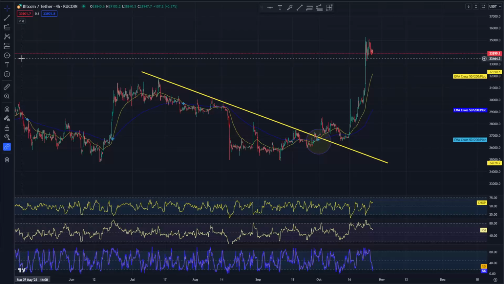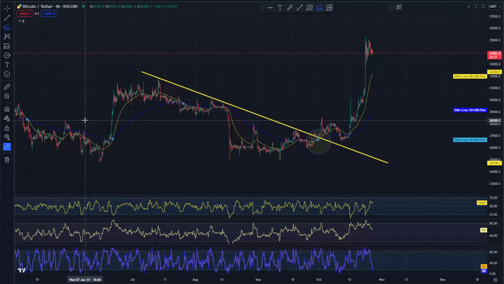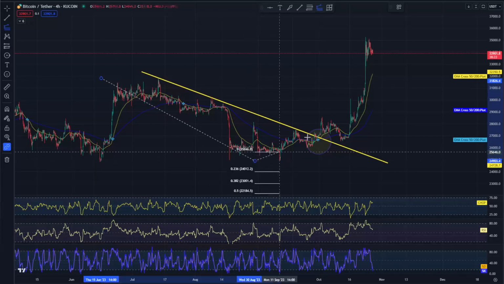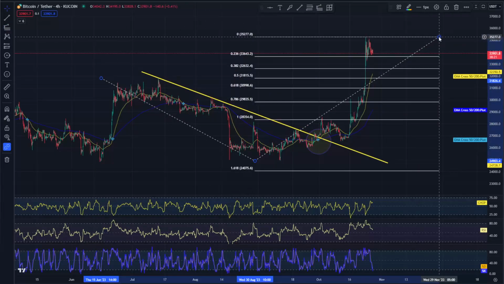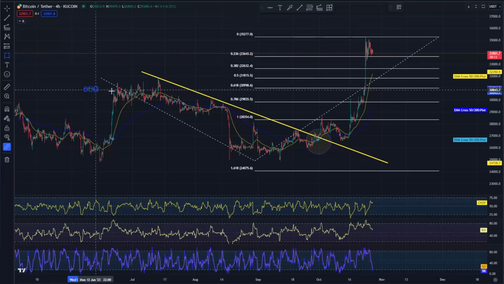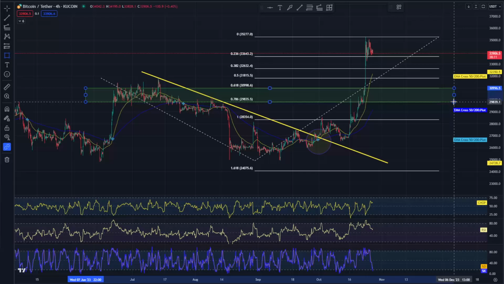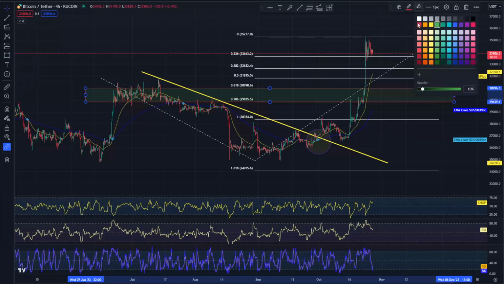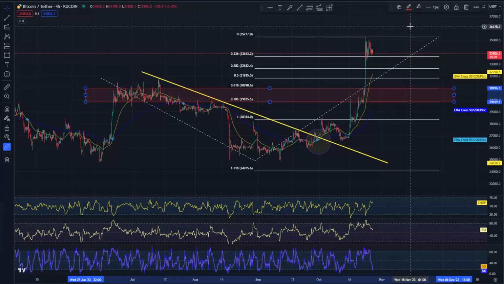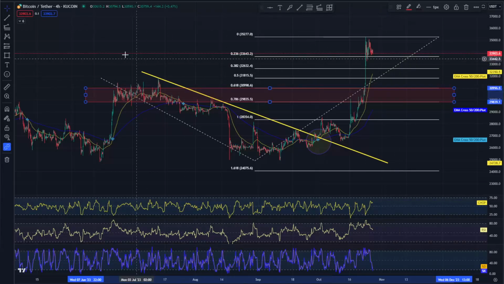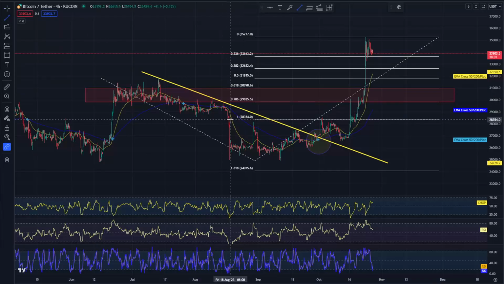Now we can move on to marking support areas in case the correction deepens. And here, using the trend-based fib extension tool, we will mark a very strong support zone from $30,996 to $29,839. But if the support does not hold the price, we still have support at $28,332.